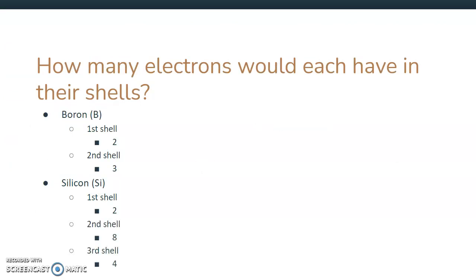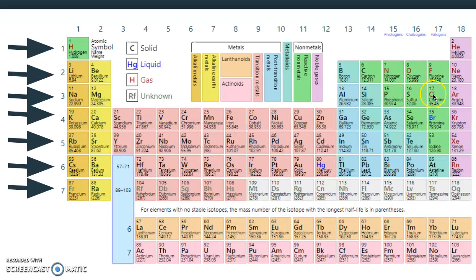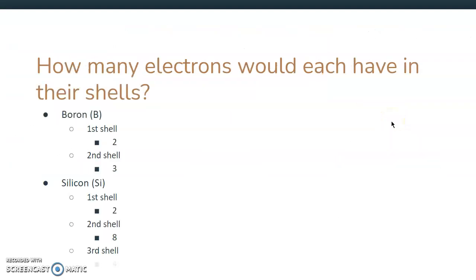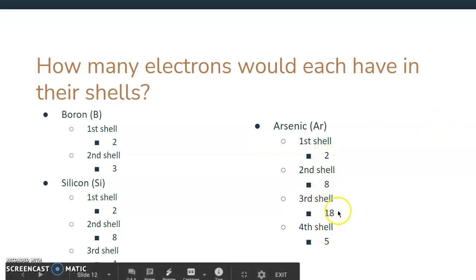Now arsenic, Ar. So this is going to be a more complicated one. We're farther down our periodic table. So arsenic, it's actually As. I have a mistake. I'm sorry about that. So again, we're going to have 2, 8, 18, and then 1, 2, 3, 4, 5. 2, 8, 18, and 5 is what we're looking for.